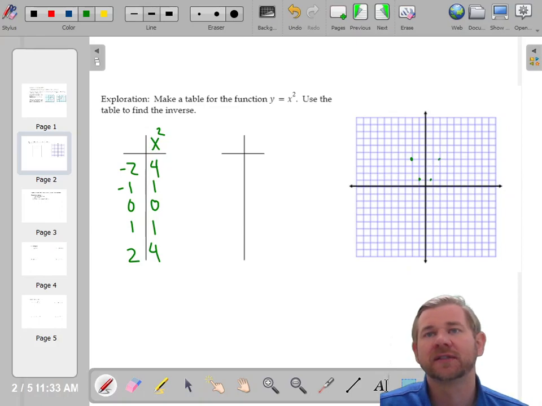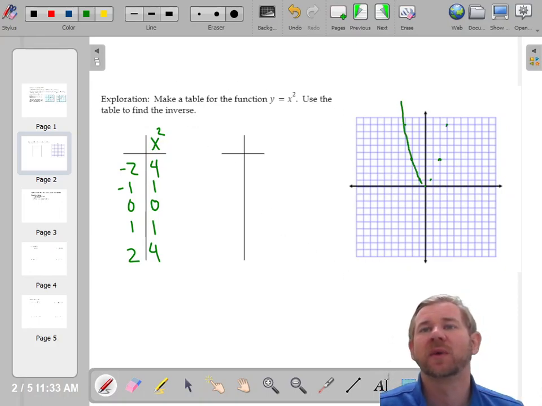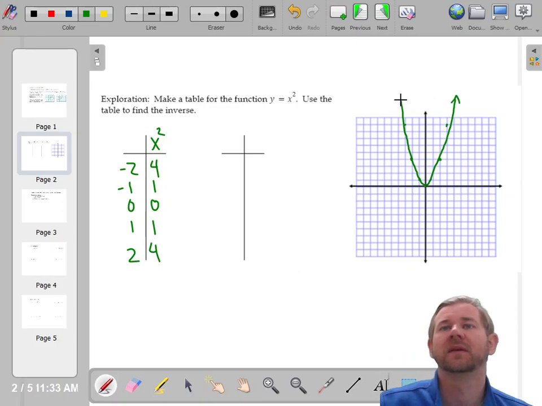Okay, I'm going to just put those dots on there, and I could add 9 as well, 3, 9, negative 3, 9. So this is the parabola. That's y equals x squared. I kind of missed that one.